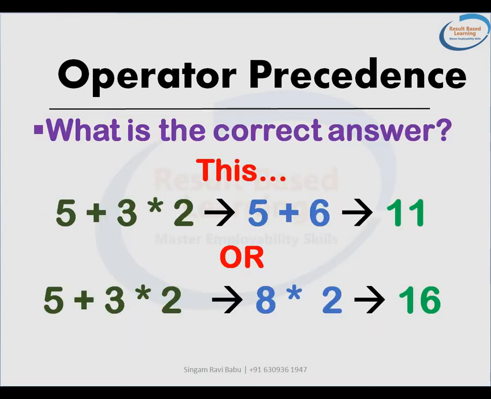Now if you look at our previous expression, we have two operators, the multiplication operator and the addition operator. Even though the addition operator comes first, according to operator precedence we need to evaluate the multiplication first. So we solve 3 * 2, that is 6. So it is 5 + 6 and the result is 11. 11 is the correct answer.